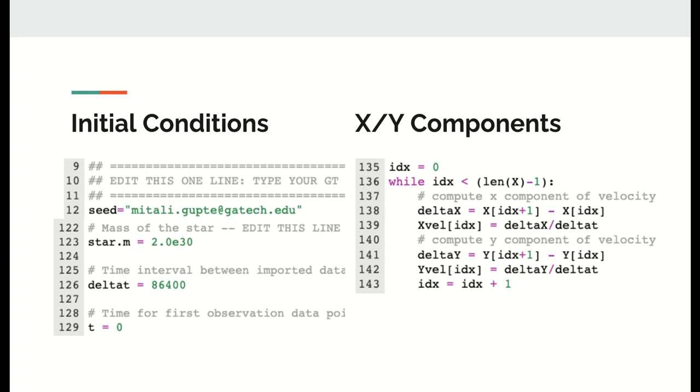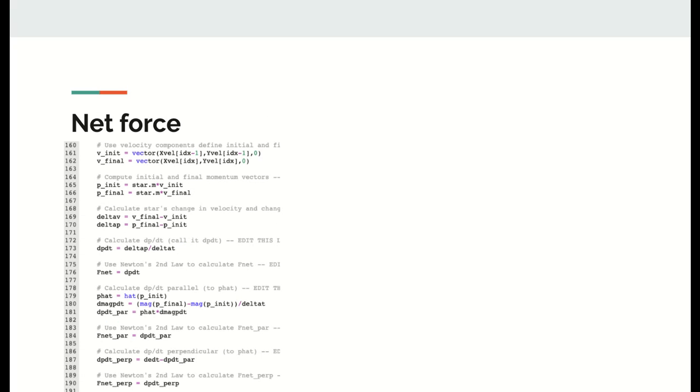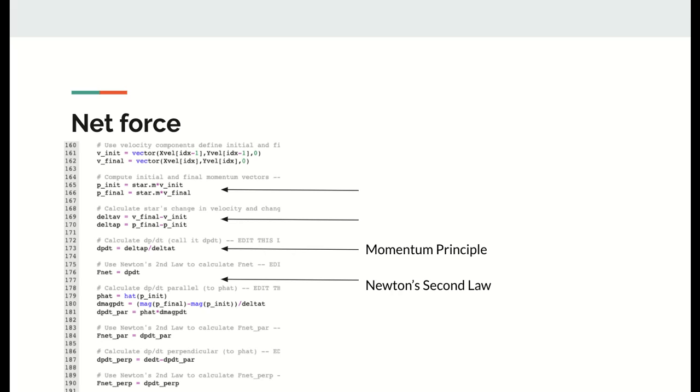Here you can see the initialization conditions of my code, for the components of the star's velocity, based on the position vector that was created using my email address as the seed. This part of my code is the most important. Here I go through the steps to calculate the net force and its components from the position and velocity of the star's motion. I set initial and final momentum equal to the mass times the initial and final velocities. I then found the change in velocity and the change in momentum. Next, I implemented the momentum principle and found the rate of change of momentum based on Newton's second law. I set Fnet equal to the rate of change in momentum.